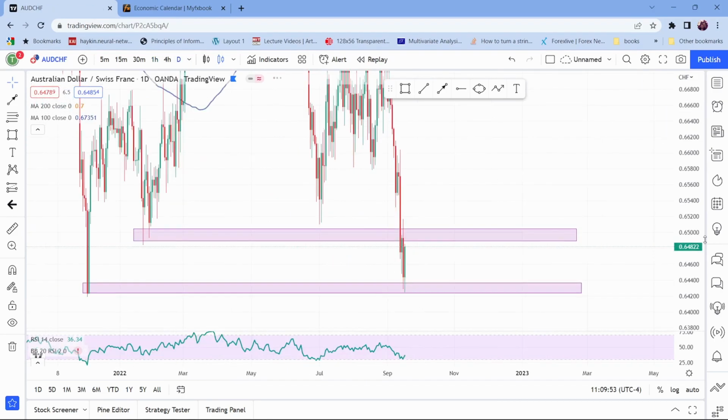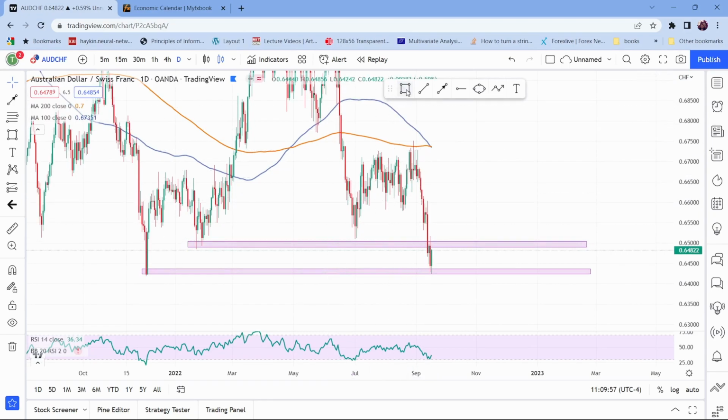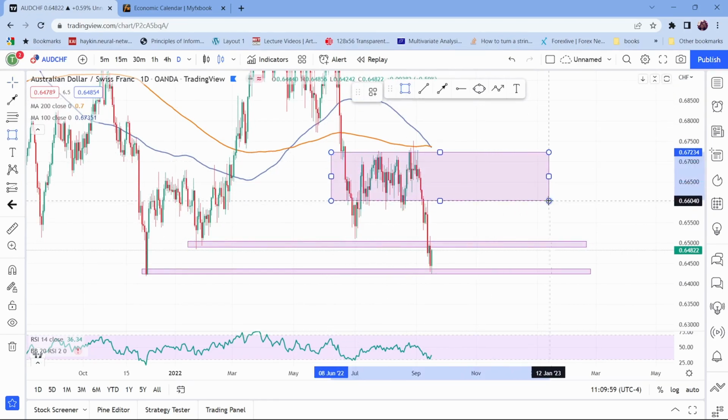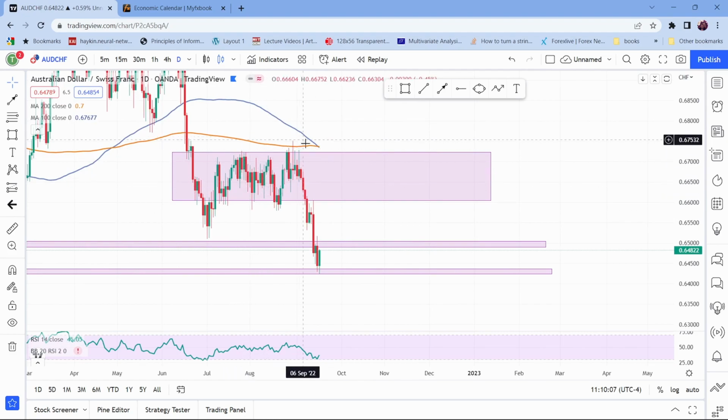So on the daily, what I would like to note right here is this area that price pushed past, right? As you can see right here, we did have all this noise, and this is July, August month. We did have a lot of noise right here, price just bouncing up and down into this zone, right? And we had a break of this zone to the downside right here, indicating more bearishness when it comes to this pair, right?